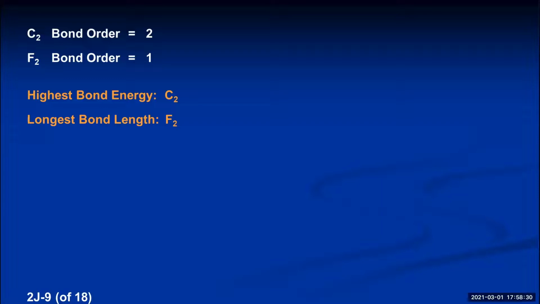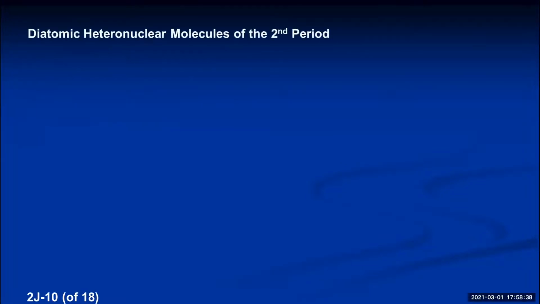So you can answer similar questions about bond energy and bond length once you've determined bond orders from molecular orbital theory. Now, the molecules we've been discussing are atoms of the same element that are diatomic, C2, F2. What I want to do is one other example showing a diatomic molecule where the atoms are from different elements. We call those heteronuclear molecules, and I'll show you the slight difference in how your molecular orbital energy level diagram would look.